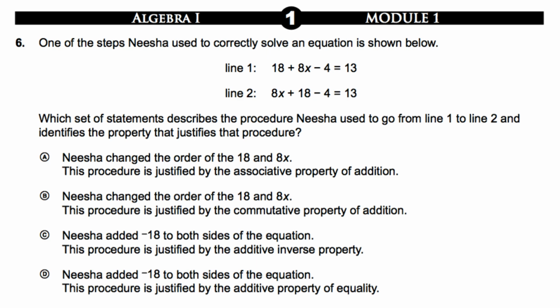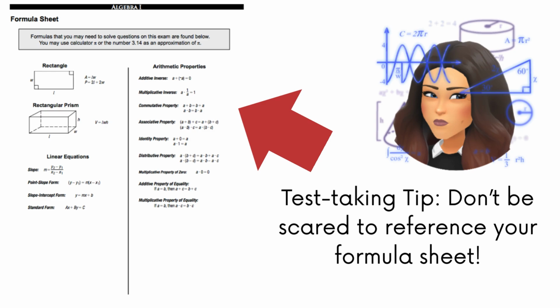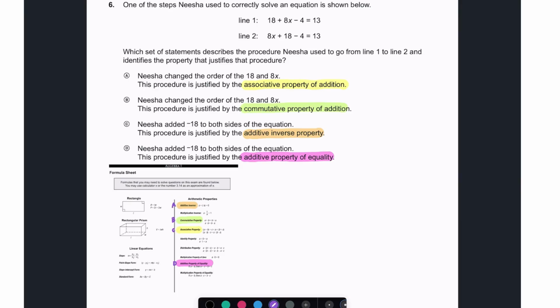Okay, so we are going to continue on with question 6 from the Module 1 released items. This is asking more of our arithmetic properties and making sure we know those. I wouldn't stress necessarily memorizing them because they're on your formula sheet, but you do need to be able to understand what they're saying on the formula sheet that they provide. So we're going to take a look at them.